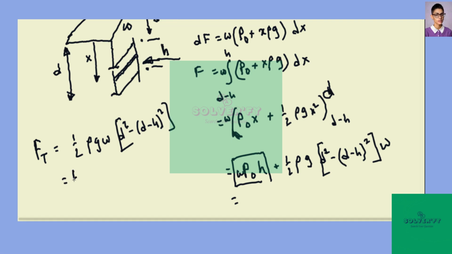Equals half times 1000 times 9.8 times W equals 2, and the inside part becomes plus 2dh, so that 2 times d minus h squared, which is 1 squared. Calculating this, we get the force to be 2.94 times 10 to the 4 Newton.